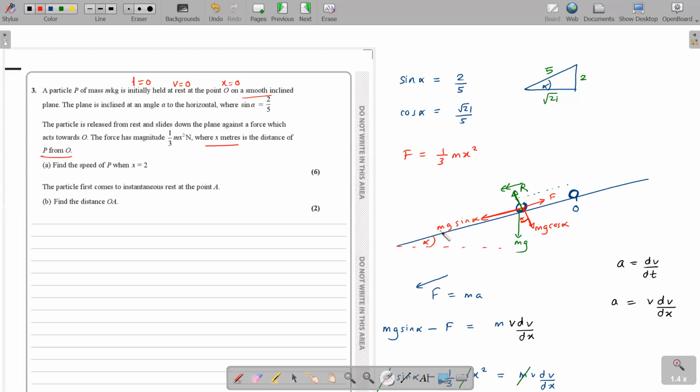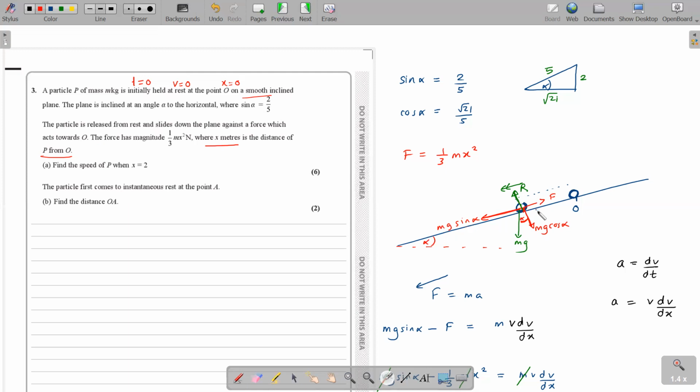So this is basic M1 stuff: mg cos alpha perpendicular to the plane, and mg sin alpha along the plane, because I want to work with forces parallel and perpendicular to the plane. Now let's try to find the speed. How do we find the speed?